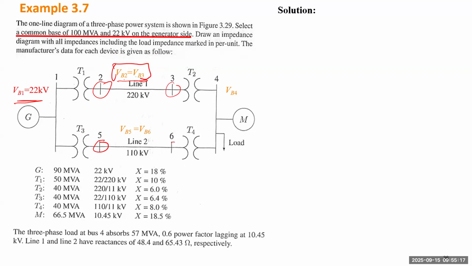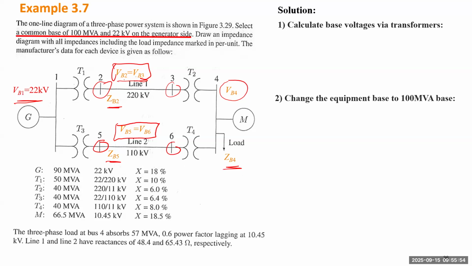For substation number 5 and 6, if they have a voltage base value, they are also equal. For the motor, there will be another base value, VB4. Also, we need to calculate the impedance bases. For the line, we need to know the first line impedance base and the second line impedance base. And for the load, we also need to calculate the load impedance base. So we have a number of things to calculate.